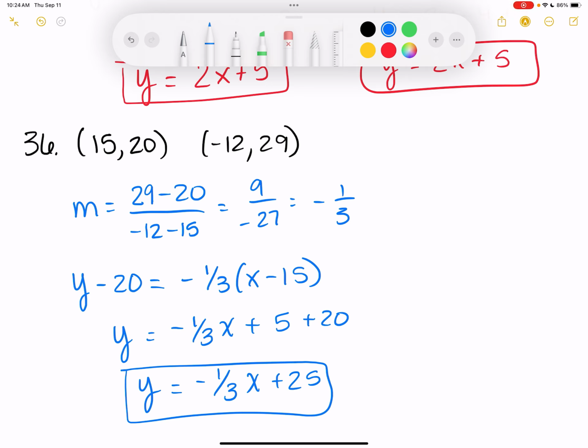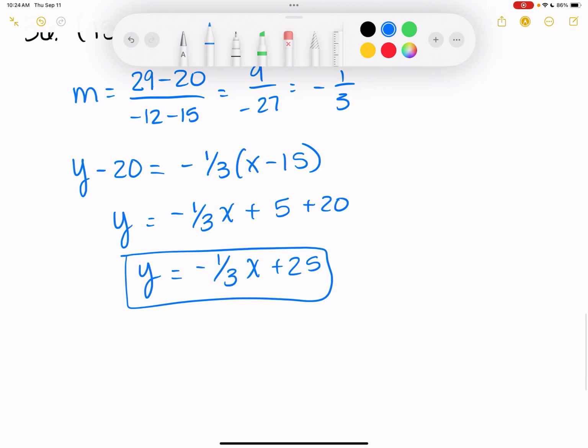Do we have an answer? y equals negative 1/3 x plus 25. Do we agree with her? Yes. What'd y'all get? The same thing. Why'd you say no? I heard somebody say no, but I don't know who it was.